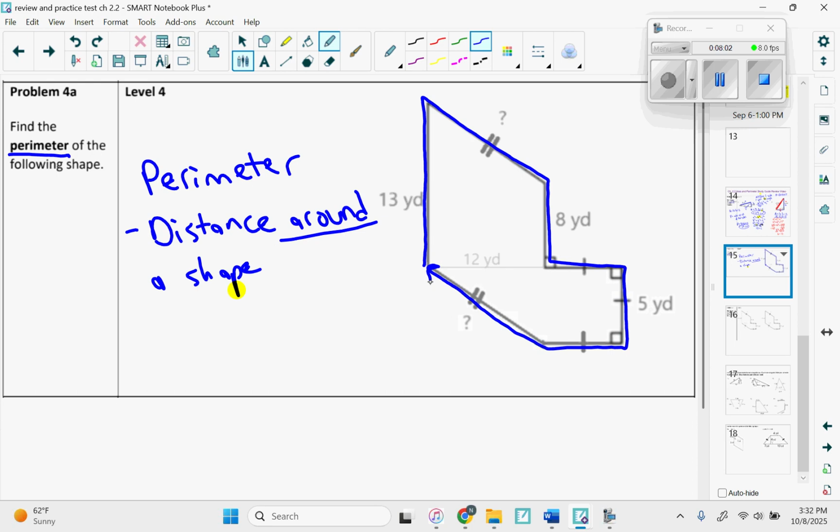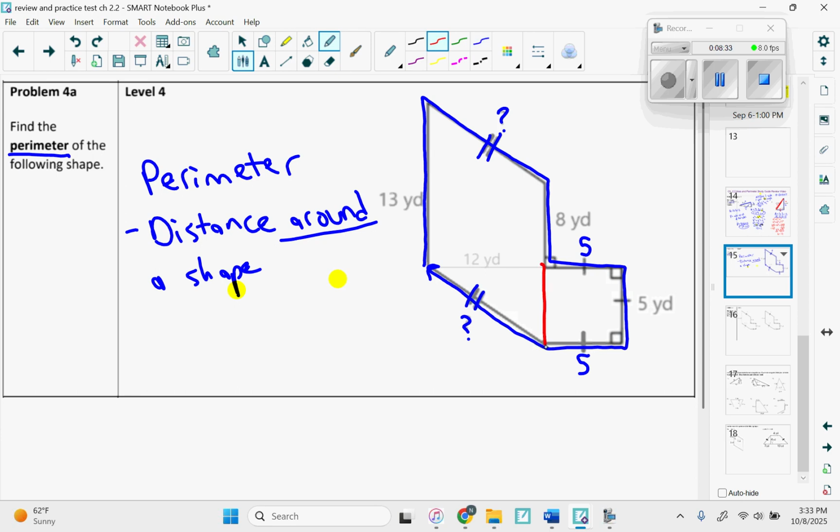And as I walk along the outside of this shape, I notice I don't know this side or this side. These 3 sides are all marked the same, so they are all 5. So really I'm only missing 2 sides, and they're both the same because they're marked with these congruent marks, okay? So how am I going to find this missing side?